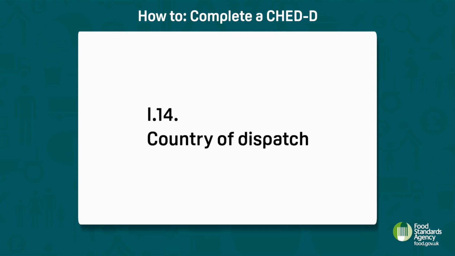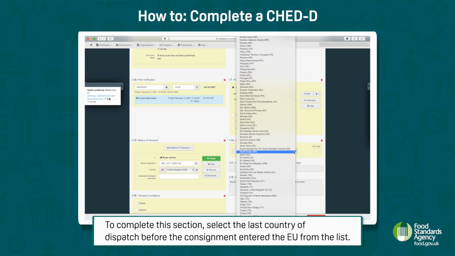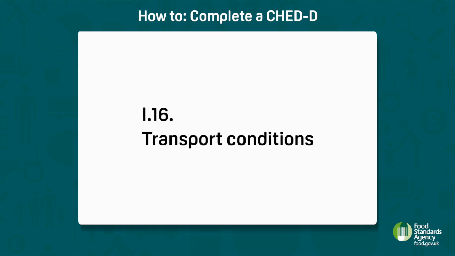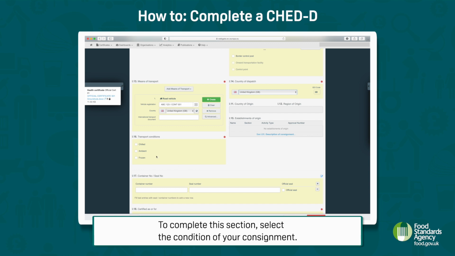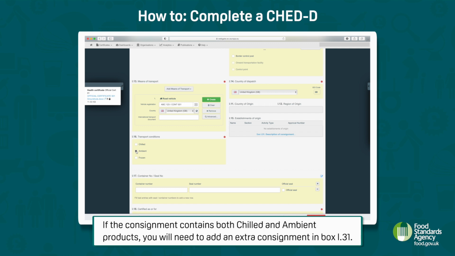I-14. Country of dispatch. To complete this section, select the last country of dispatch before the consignment entered the EU from the list. I-16. Transport conditions. To complete this section, select the condition of your consignment. You can only select one condition per consignment. If the consignment contains both chilled and ambient products, you will need to add an extra consignment in box I-31.